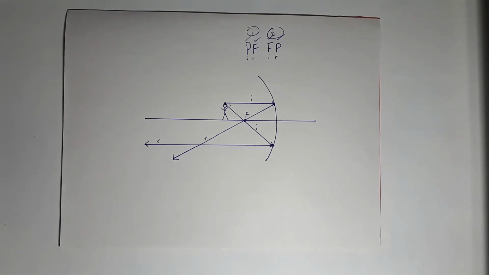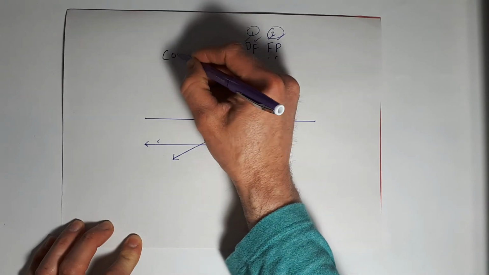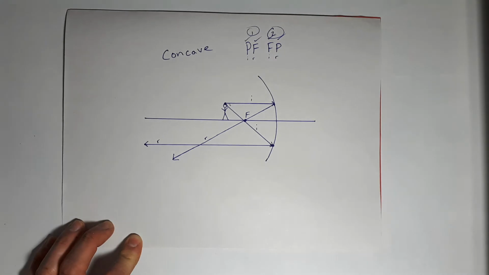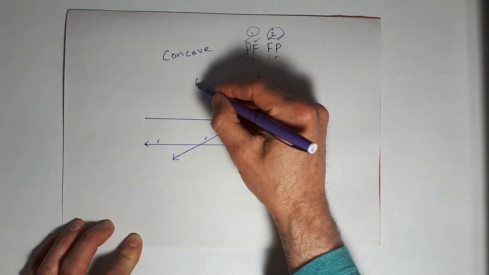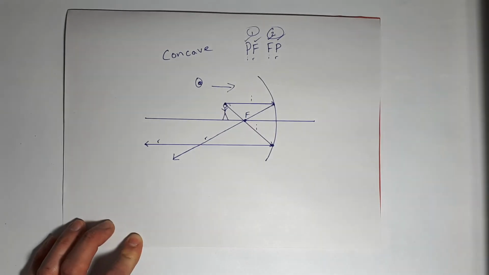Okay, so now we're going to do the second part of this video, and that will be to draw our image and to classify it. Let's not forget, we didn't label this, but I'm going to call this concave, just so we're all aware of what's going on. The reason why it's concave is because we're looking into the cave. So if you've got an eyeball here, you're looking into the mirror that way.